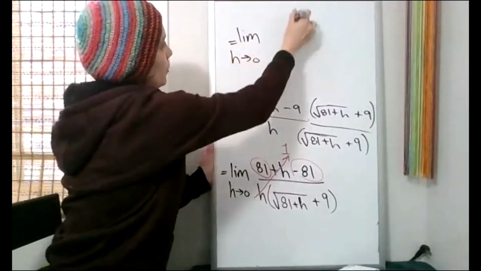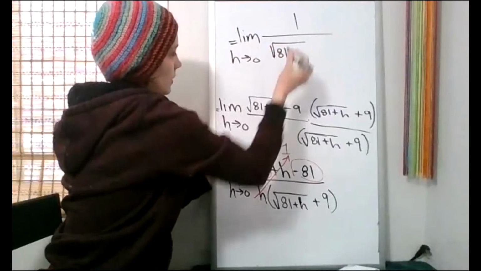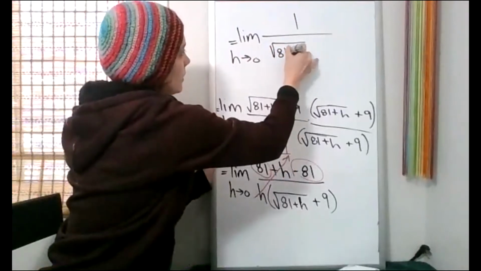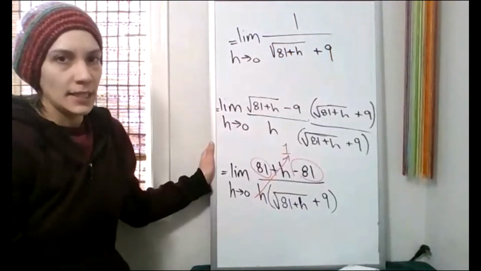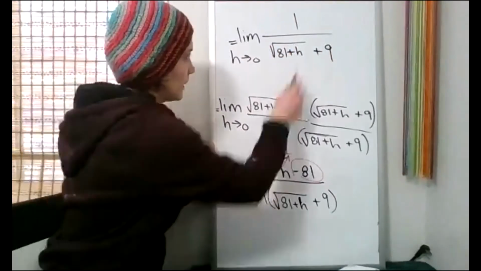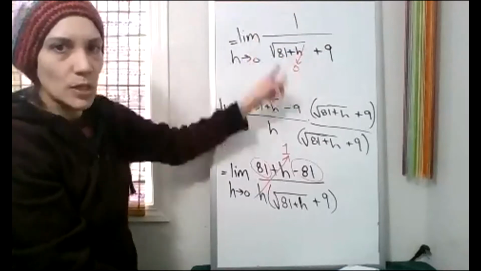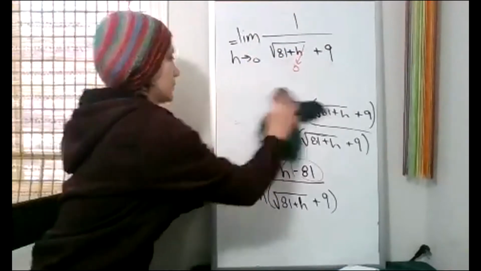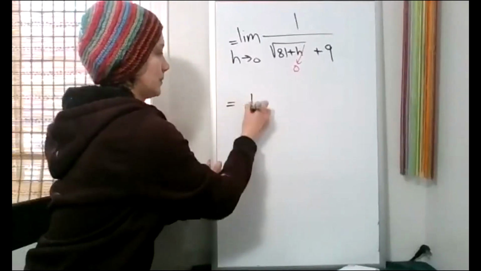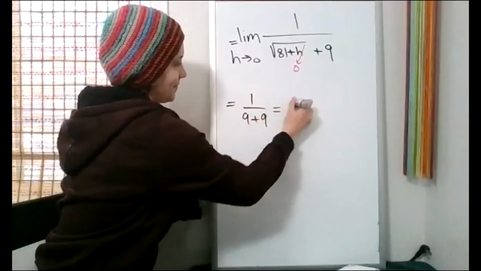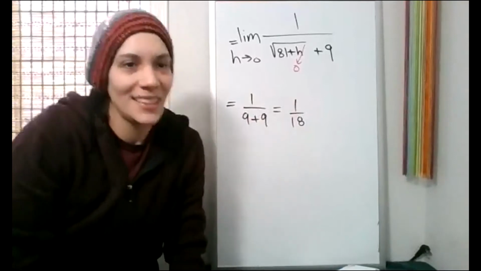As h goes to 0, 1 over the root of 81 plus h plus 9. And let's let h go to 0. So this goes away. And the root of 81 will be 9. 1 over 9 plus 9. All right. Yay. Sweet.